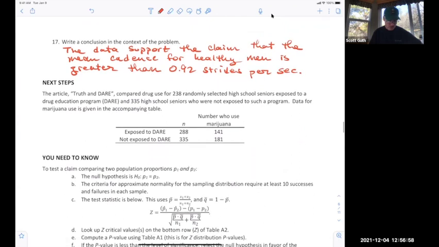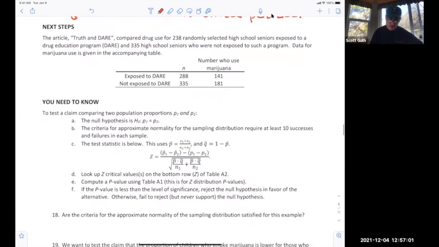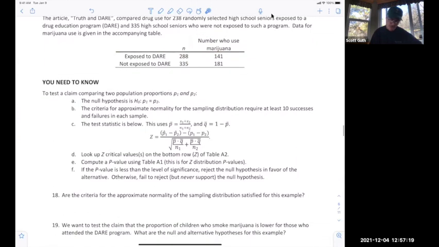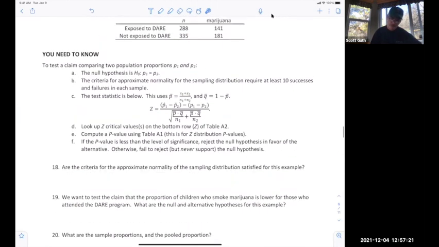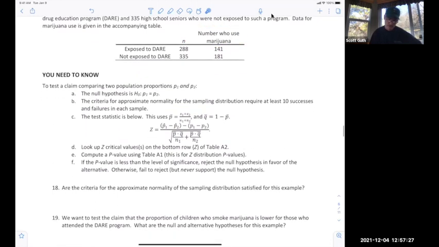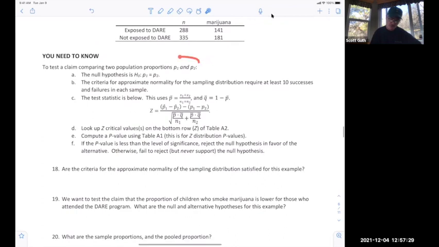All right, so we're going to go to the next one. This one's going to be categorical data. Again, there are two variables: kids that were exposed to DARE or not exposed to DARE, and whether they use marijuana, which is a categorical variable. So we'll go ahead and jump in. There are two groups, so it's going to be two proportions, P1 and P2. And we're going to test a claim comparing the two population proportions.